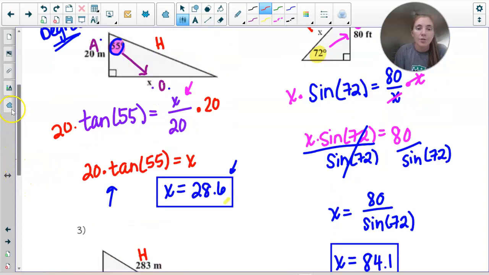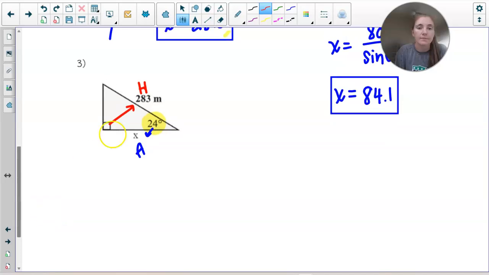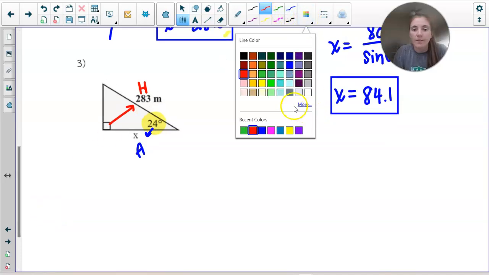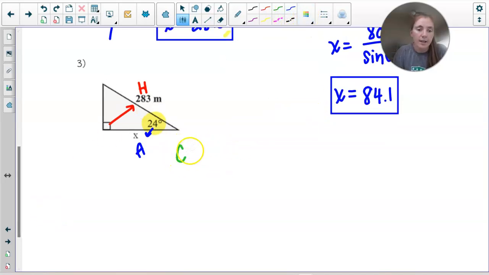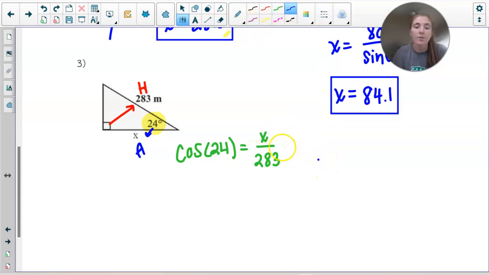So if you look up at our trig functions, we're looking for the one that works off of adjacent and hypotenuse. So this time we'll be using cosine. So I would set up the cosine from the perspective of the 24-degree angle is equal to x over 283. Right? This time we ended up with a number in the denominator, just like we did on number 1. So it's only one step to solve when that happens. Multiply both sides by 283.